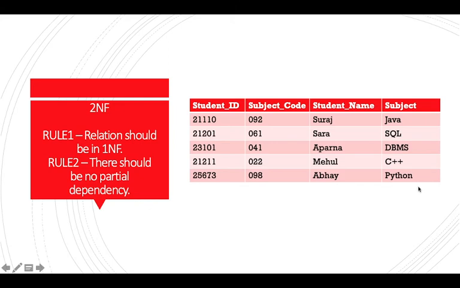Here the non-prime attributes, that is the student name and subject are non-prime attributes, right? They are not giving me any unique value. These both are dependent on student ID and subject code respectively, right? So they are basically partially dependent. They're partially dependent, and this violates our rule of 2NF. So how are we going to resolve that?